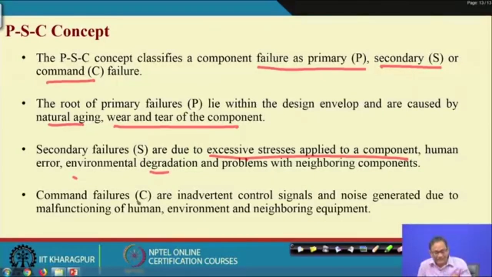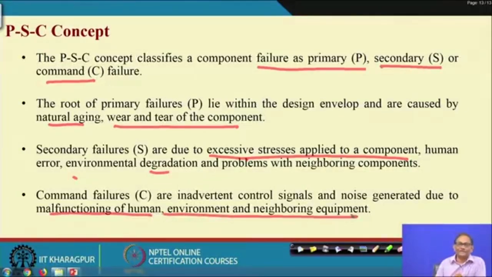So, these type of things mean the proper signal does not come to the component, and that is the situation when we say command failure has taken place. So, common failures are inadvertent control signals and noise generated due to malfunction of human environment and neighboring components.